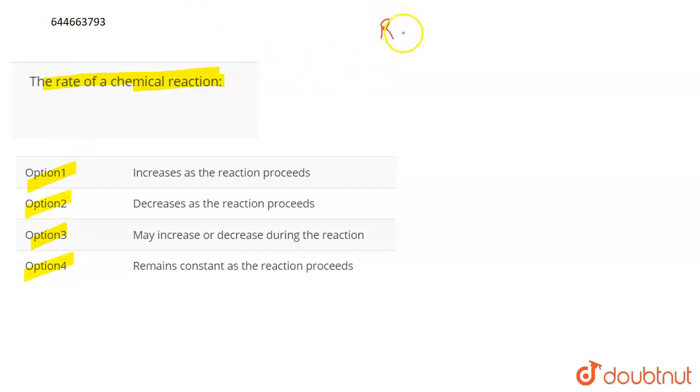Now, if we talk about the rate of a chemical reaction, the rate of a chemical reaction is directly proportional to the concentration of the reactant raised to the power n, where n represents the order of the reaction. Or we can represent it as R is equal to K, the rate constant, times the concentration of the reactant raised to the power n.